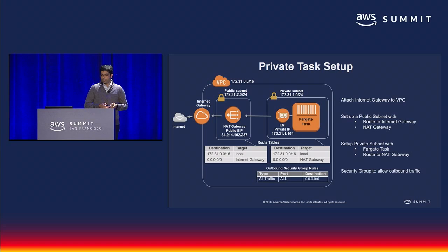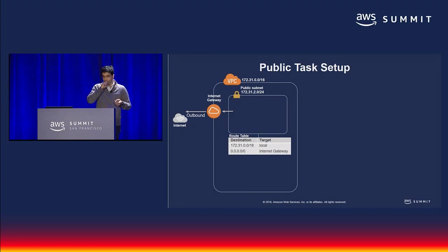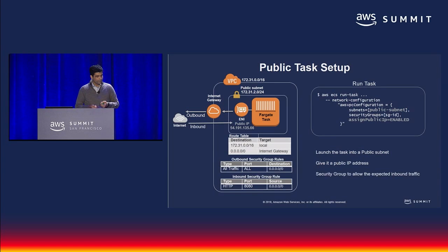So the other setup we have here is a public task setup. In this case, it's rather straightforward. You specify the subnet you want us to launch the task in, and you also specify that you would like us to use a public IP. So you say public IP is enabled for this particular task.